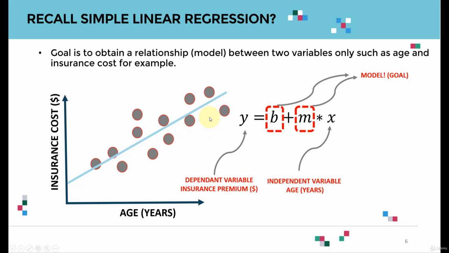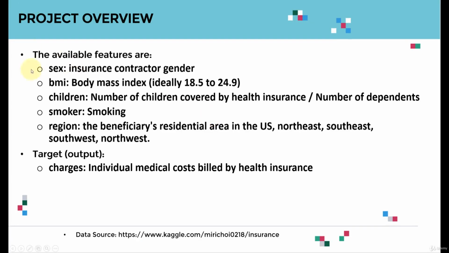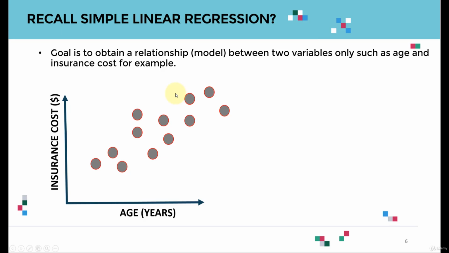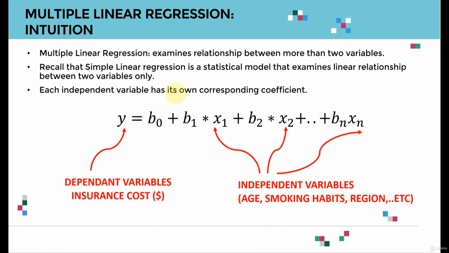The problem in our case study is that we are actually dealing with multiple features. If you remember, if we go back, these are the features that we're dealing with: BMI, children, smoker or not, region, and so on. So now I can't use a simple linear regression model, and I have to take it to the next level and apply a multiple linear regression model. So let's take a look at it. Here we go. It's pretty simple.